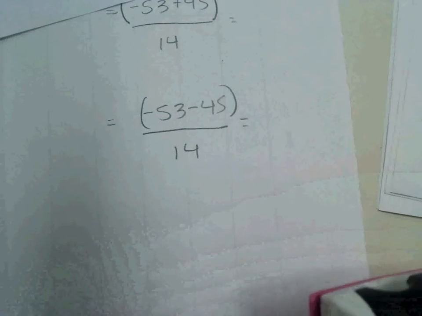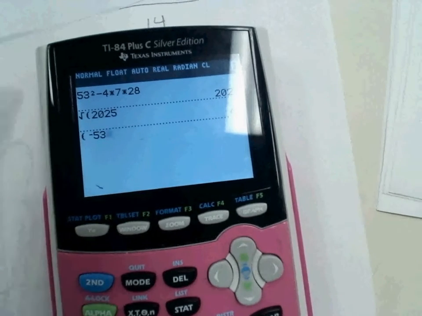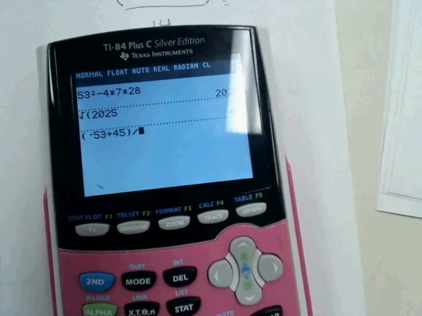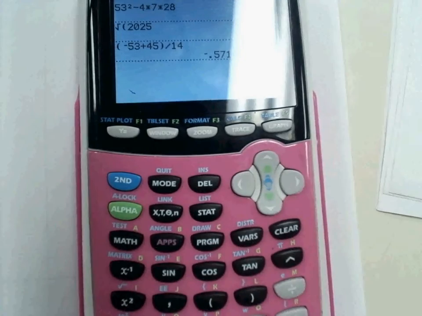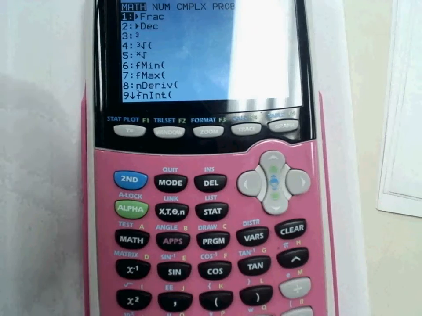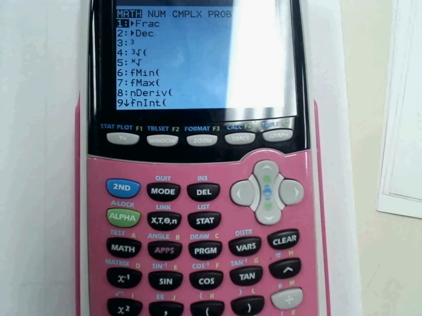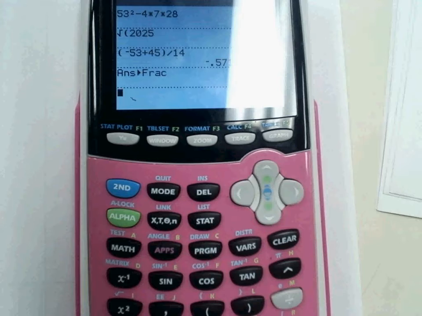Simplify. Ooh, I bet I know what you got here. I mean, I do know what you got here. I'll do it with you. So you got negative 53 plus 45 over 14, and you get a decimal answer, but I want a fraction. It's not hard in your graphing calculator to convert this to a fraction. It's just hidden a little bit. You have to hit the math key right here, right under the alpha key, and it says that little triangle means change to a fraction. So if you press enter, and then enter again, you'll get the fraction equivalent.